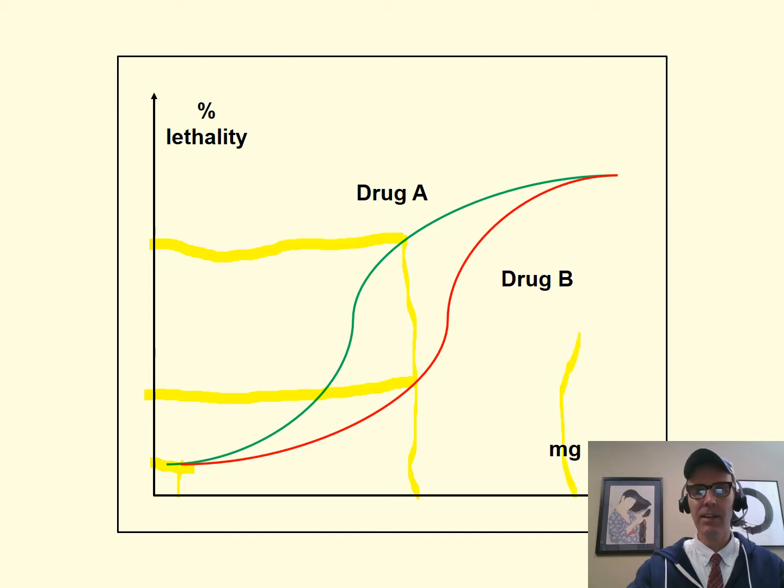And if you give a very high dose of these drugs to animals, about the same percentage die, regardless of whether it's drug A or drug B. But across most of these lethal dosing curves, drug A is more toxic than drug B in the sense that higher percentages of animals die.